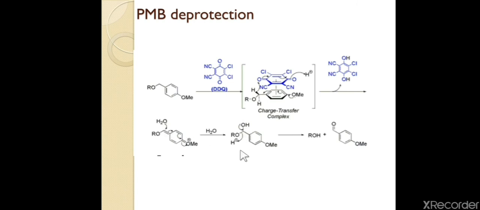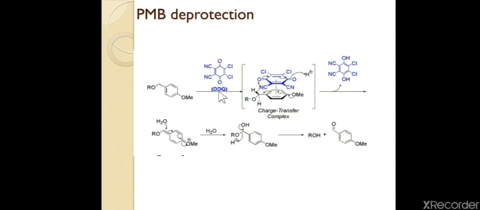This positive charge is neutralized by addition of water to this benzyl carbon. Once we add the water, we get the OH, and then again the oxygen lone pair is delocalized, and this forms the aldehyde, paramethoxy benzaldehyde, and we get the deprotection of the OH group, or free OH group. We get the alcohol back, and the side product is paramethoxy benzaldehyde. This is how this PMB is different from other benzyl protections.